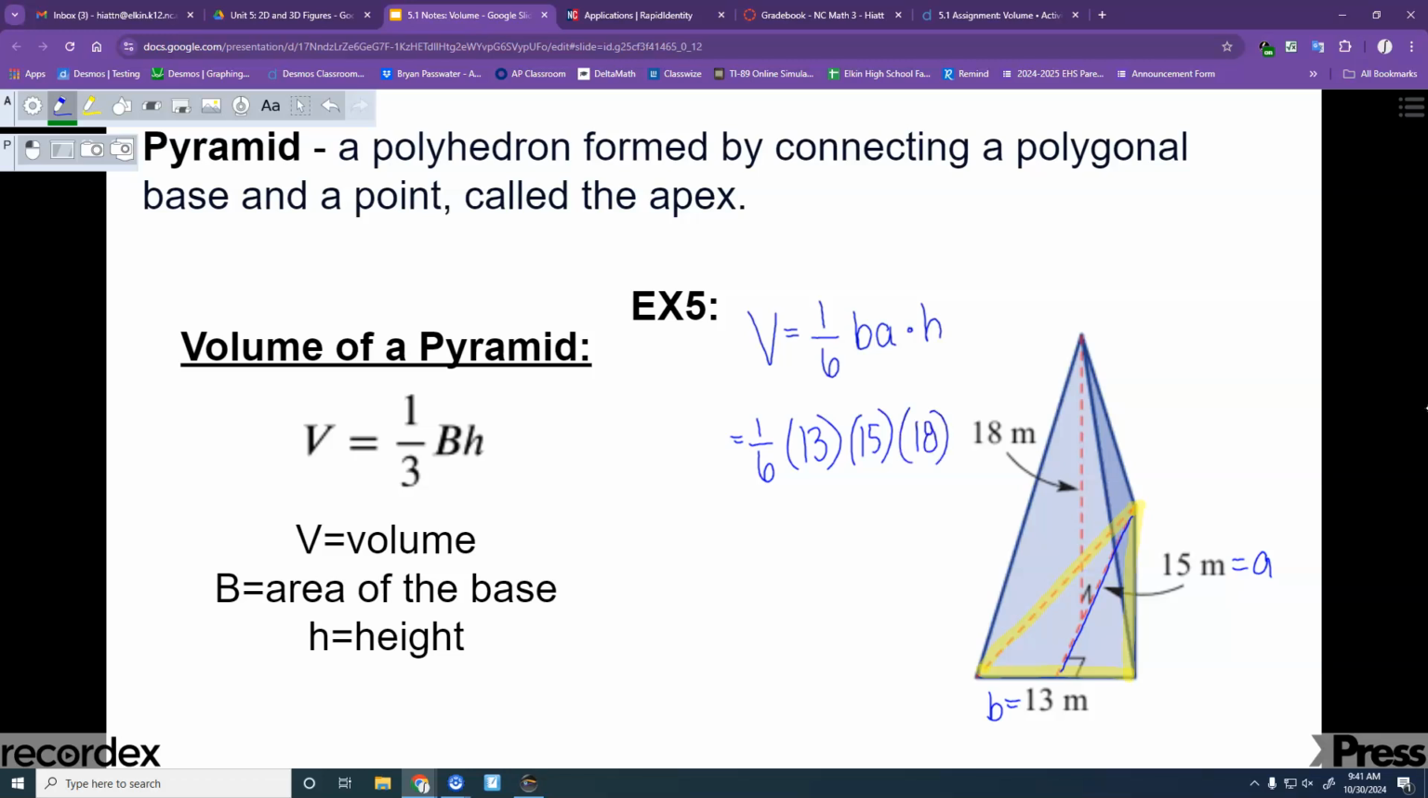Okay? So if we just type that in, 1/6 times 13 times 15 times 18 is going to give me 585. So 585 meters cubed.